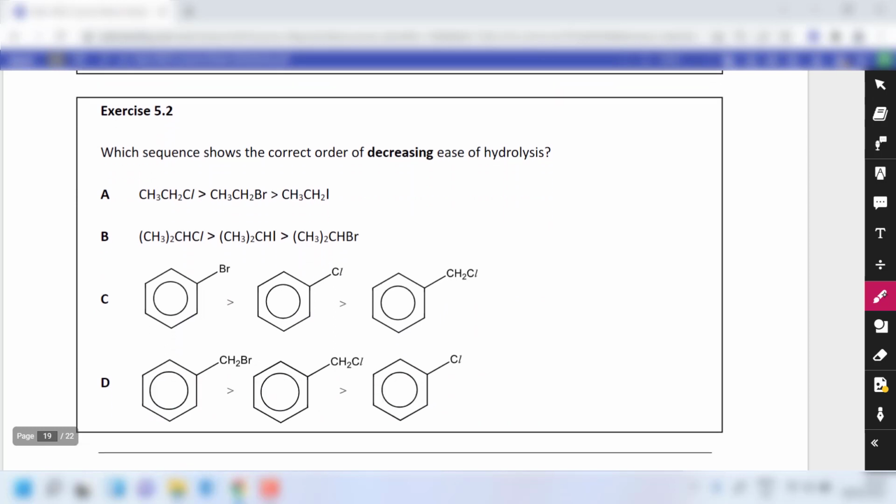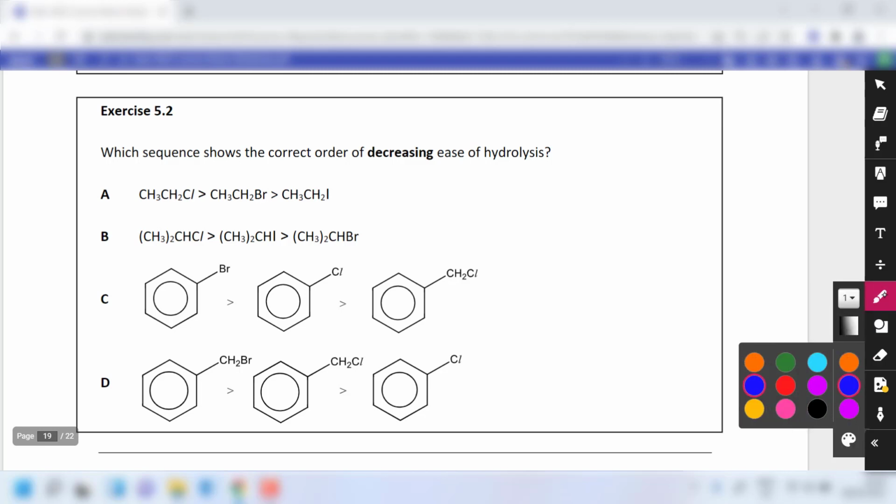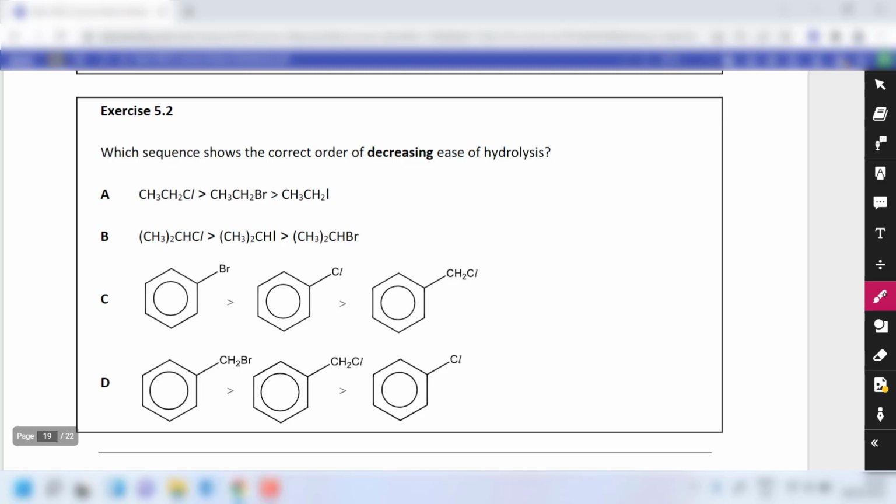Then moving on to exercise 5.2. Which sequence shows the correct order of decreasing ease of hydrolysis? Again, we need to look at the key term, decreasing ease of hydrolysis. That means the one which is able to undergo hydrolysis the fastest should be right in front, and preferably that contains a C-I bond, if not a C-Br. In this case, the C-Br is in the middle, so I won't pick option A. In this case, the C-I is in the middle, so I won't pick option B.